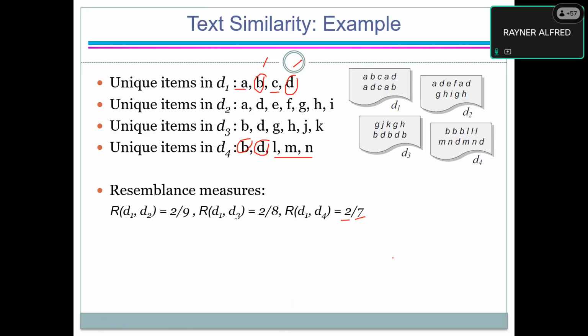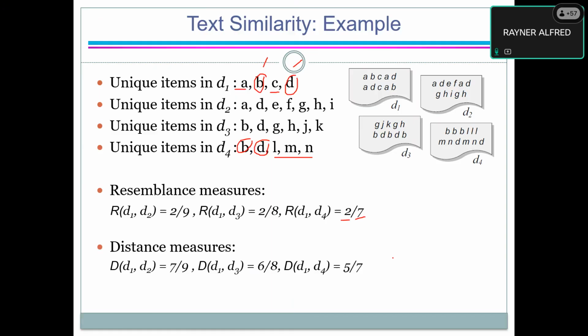So this is the resemblance measure. The distance will be 1 minus that number. So the smaller the distance, the better the similarity here.